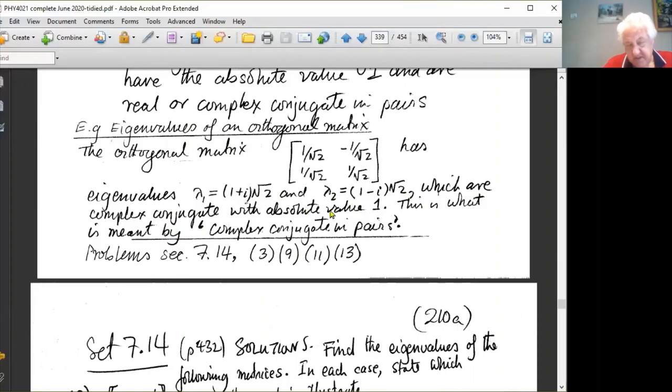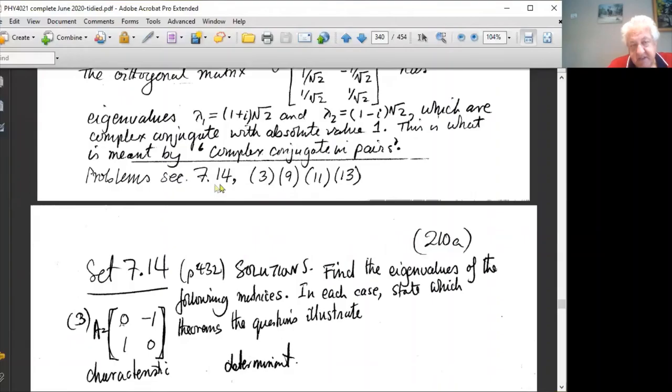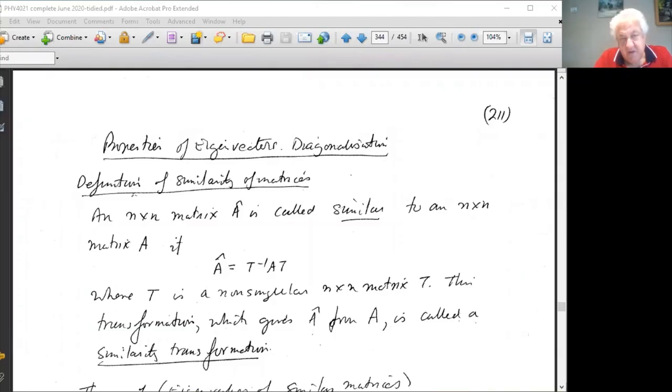Again, some more problems. Section 7.14, questions 3, 9, 11, and 13. Okay, we conclude for today's lecture. Next lecture, properties of eigenvectors and diagonalization. Okay, bye-bye for now.